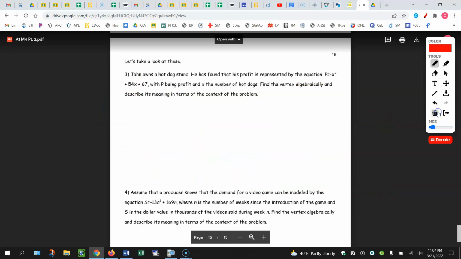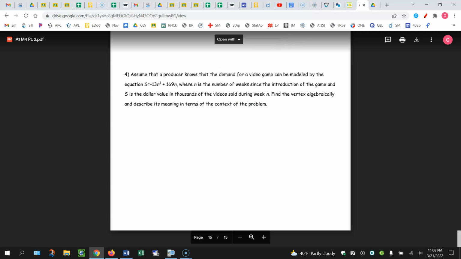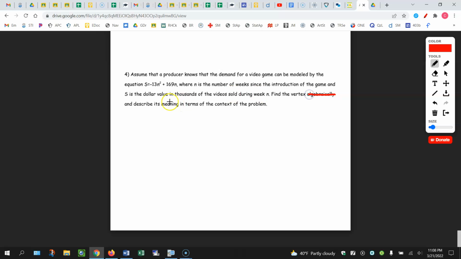All right, so now I'm going to be talking about question number 4. Very similar to the last question, where we need to figure out the vertex, not algebraically, but graphically, and then explain it in the context of the question. So we have a couple different variables. S is the dollar value in thousands, and N is the number of weeks. So what we're going to do is find the vertex. We're going to do that whole opposite of B divided by 2 times A to help us figure out where to center our table.